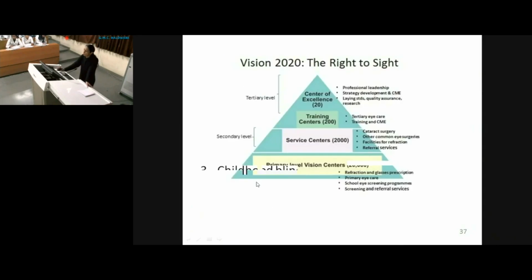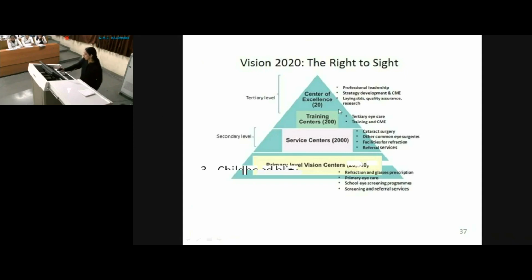So this pyramid is very important. Here you are seeing the primary level. At the primary level we have vision centers. The number 20,000 is important. The activities here are refraction and glasses prescription, primary eye care, school eye screening programs, screening and referral services. Then at the secondary level, we have 2,000 service centers. Activities are cataract surgery, other common eye surgery, facilities for refraction, referral services.